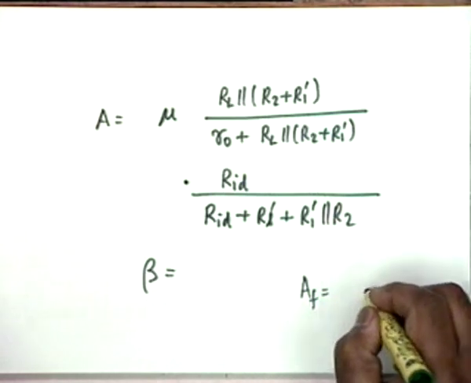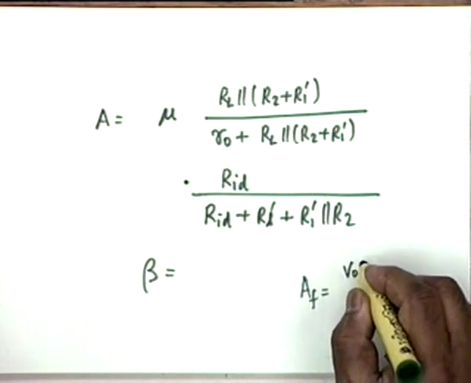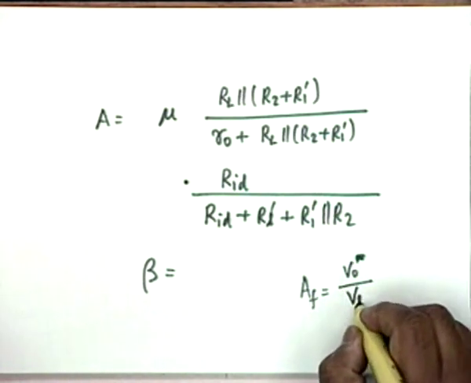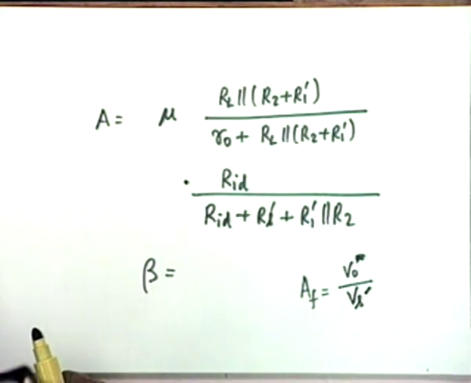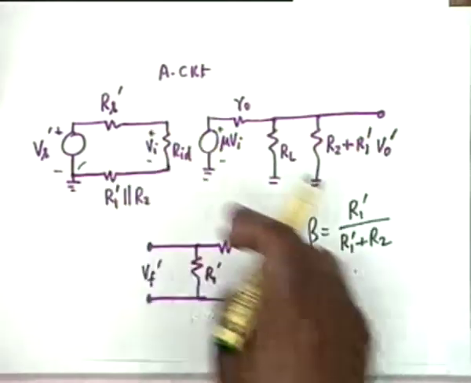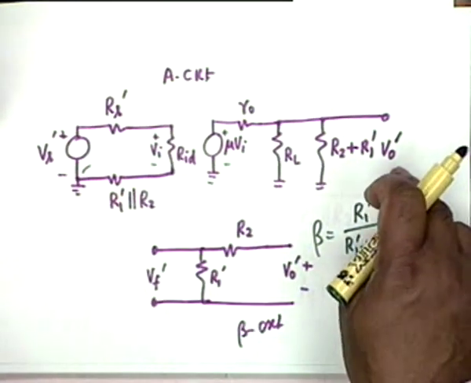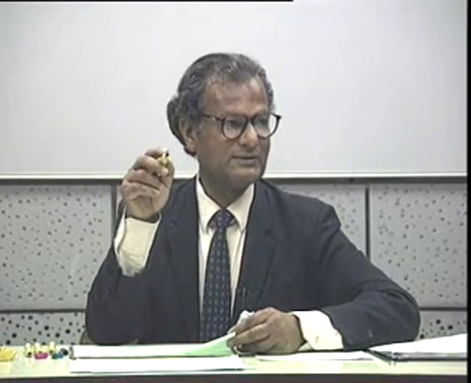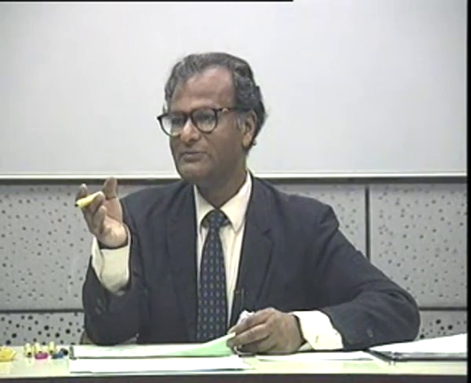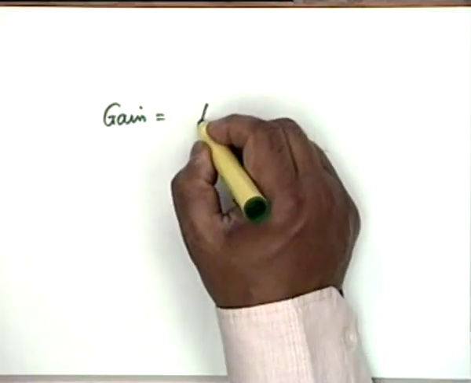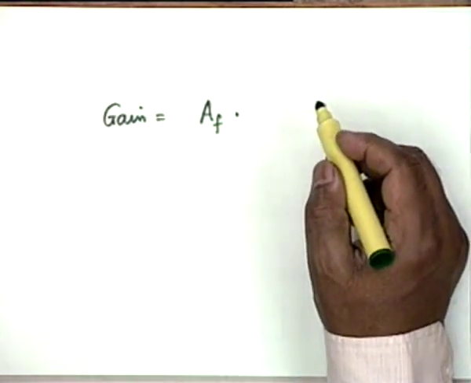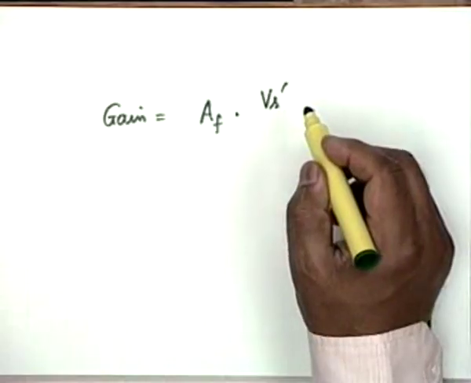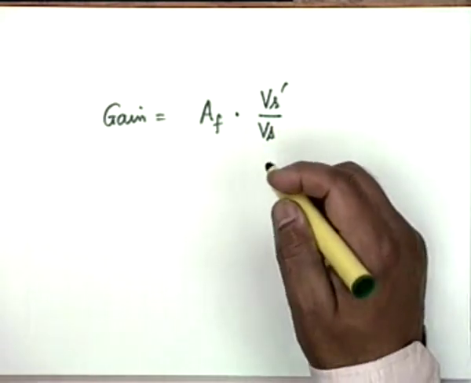If we find AF now, what is AF? AF is V0 prime divided by Vs prime, not Vs. Agreed? Once you identify this as our A network and this as our beta network, we have found out V0 prime divided by Vs prime, but Vs prime is different from Vs. You recall there was a Thevenin equivalence, but nevertheless Vs prime is very simply related to Vs, and therefore the desired quantity, gain of the feedback amplifier, would be AF multiplied by Vs prime divided by Vs, which you know is twice RICM divided by Rs plus twice RICM.